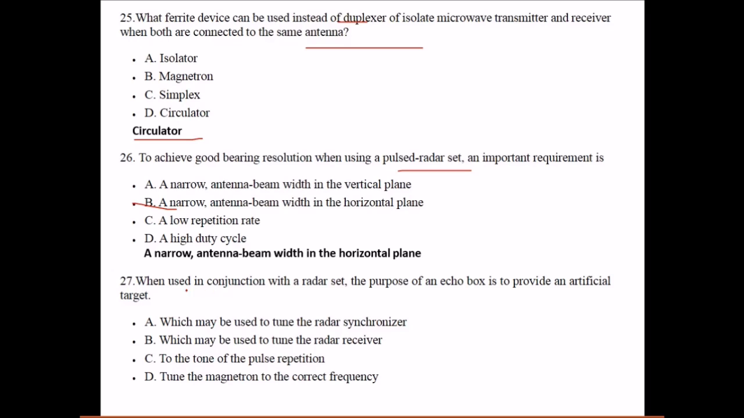So, when used in conjunction with a radar set, the purpose of an echo box is to provide an artificial target. Which of this is true? Which may be used to tune the radar receiver. So, when used in conjunction with a radar set, the purpose of an echo box is to provide an artificial target which may be used to tune the radar receiver.